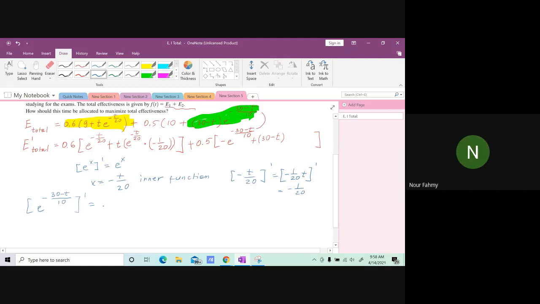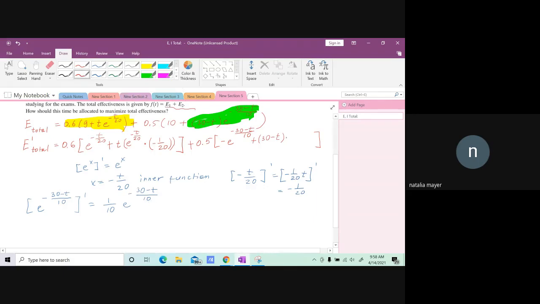It's going to be 1 over 10 e to the power of negative 30 minus t over 10, right? Guys, any questions about this part? Because it was a bit fast. Okay, so no questions, then let's move on.